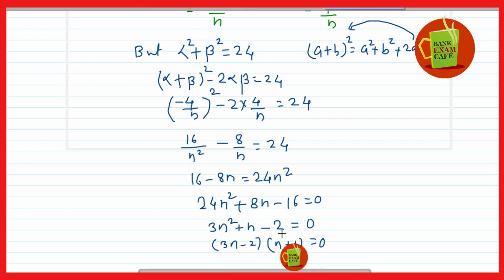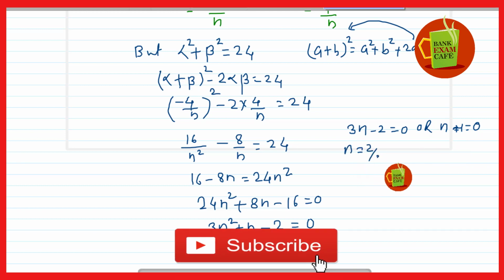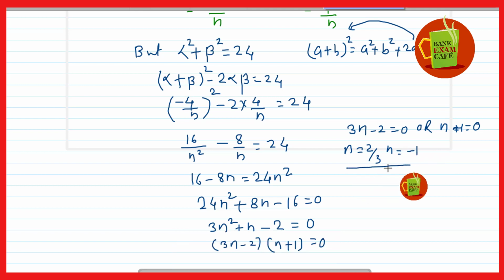Now if we solve this, you will get 3n minus 2 equal to 0, or n plus 1 equal to 0. And so here n is equal to 2 by 3 and n is equal to minus 1. So we get the values of n as 2 by 3 and minus 1.